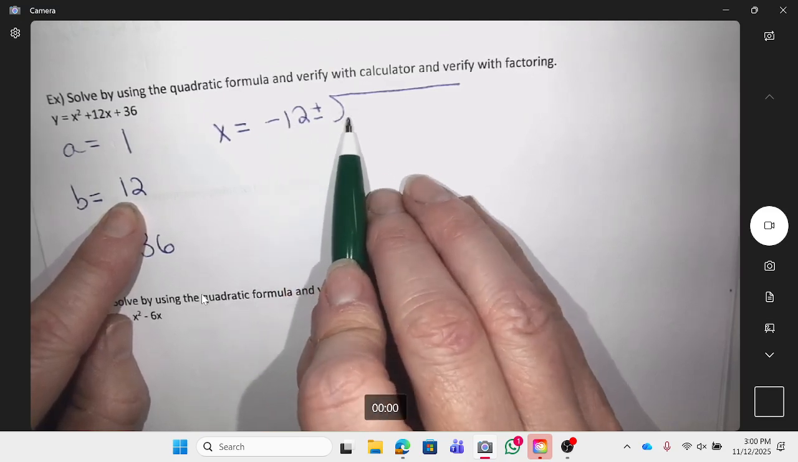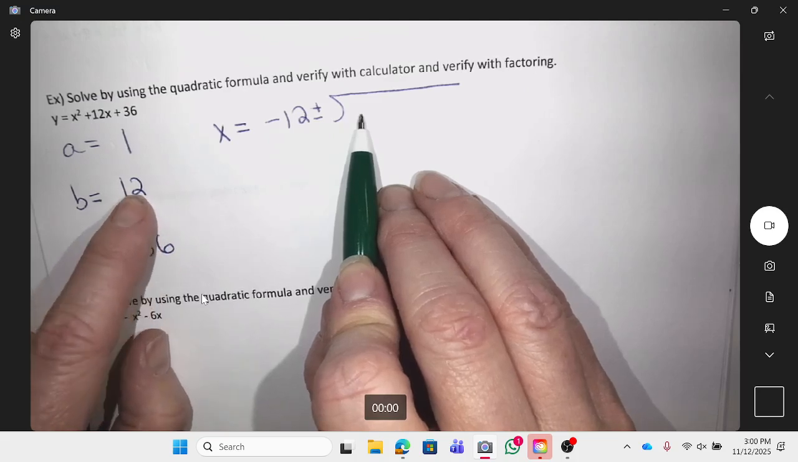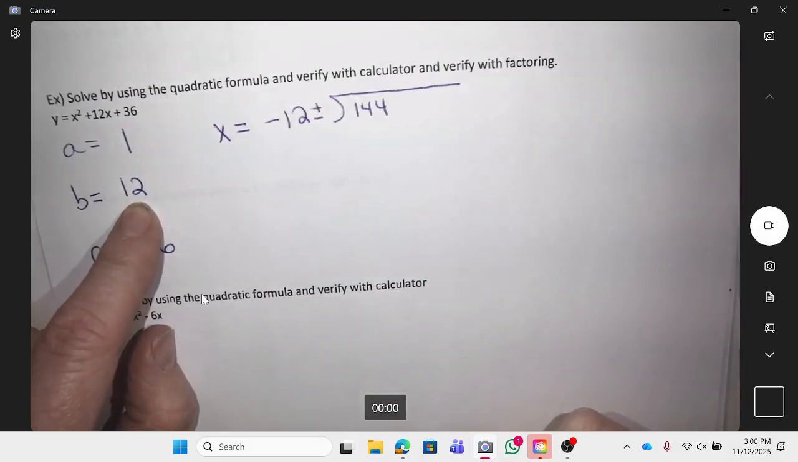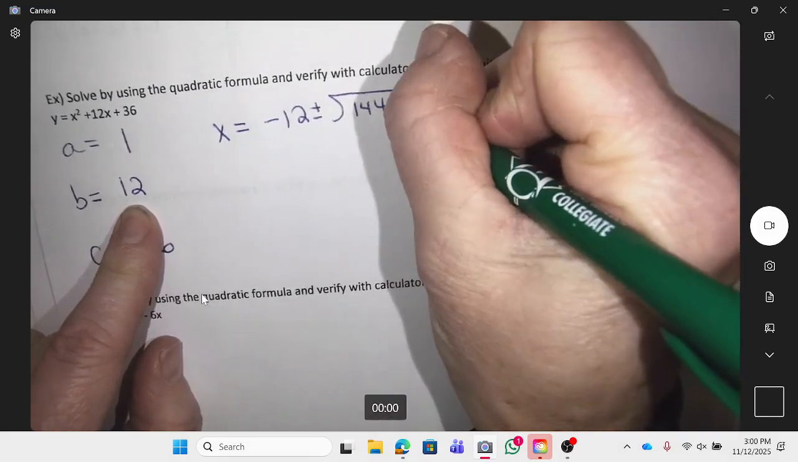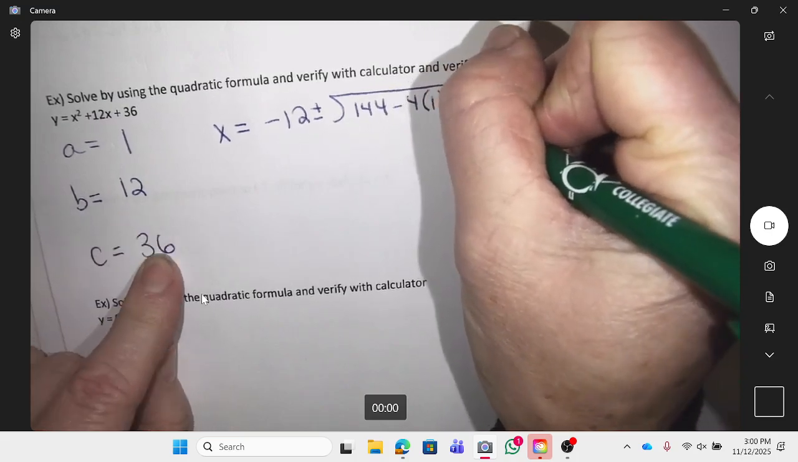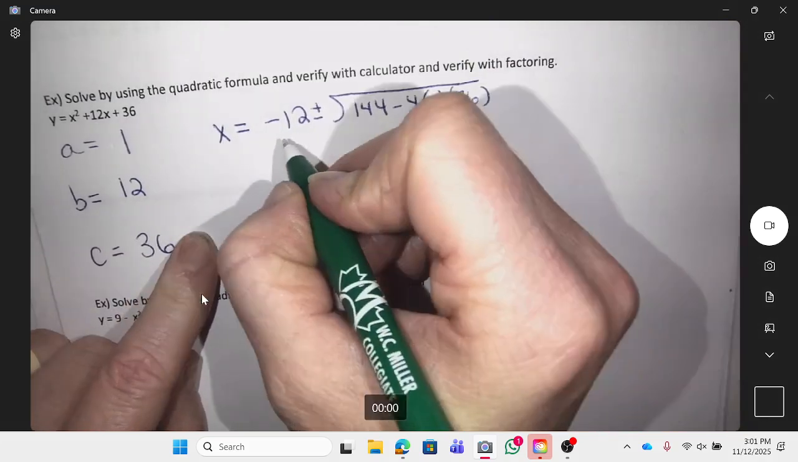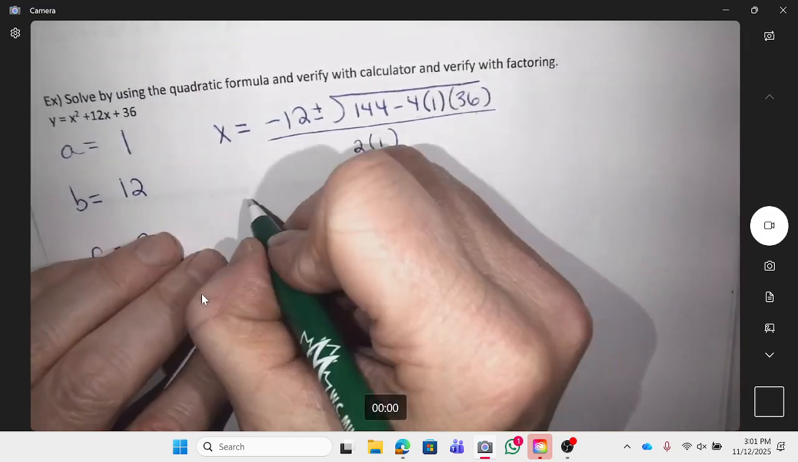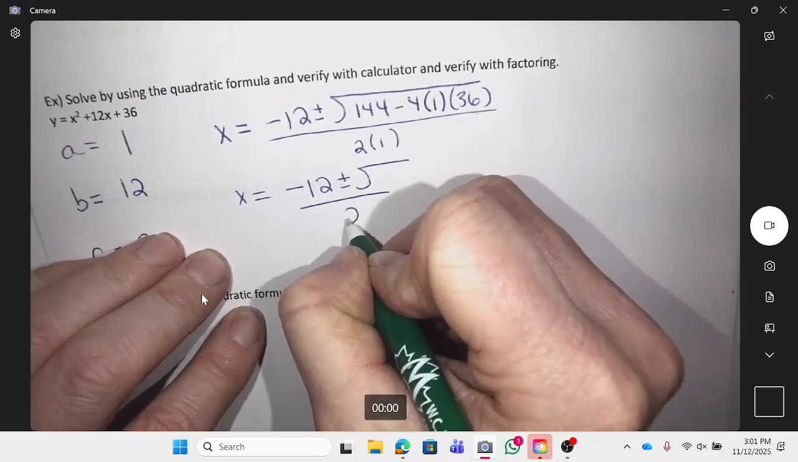Inside the square root, I need, hey, what's B squared? So what's this number getting squared going to be? Make sure it's positive. 144. B squared is 144. Even if you type it into your calculator wrong, make sure you're writing a plus, whatever you square. Subtract 4, bracket 1, bracket 36. 4AC. Divide by 2, 1. I'm going to do this already. Negative 12 plus or minus some kind of root over 2.